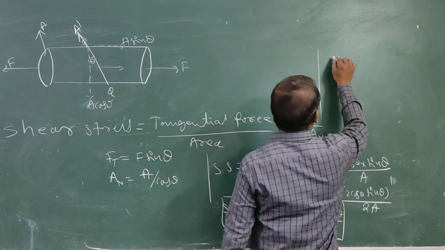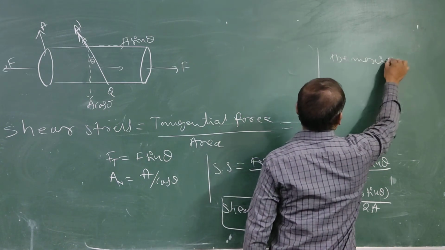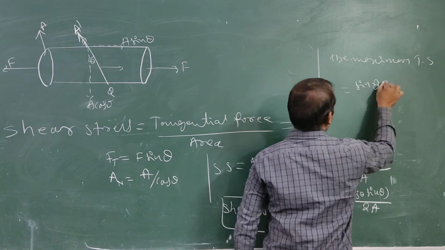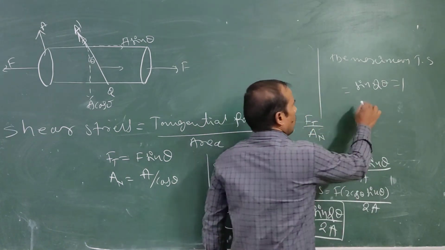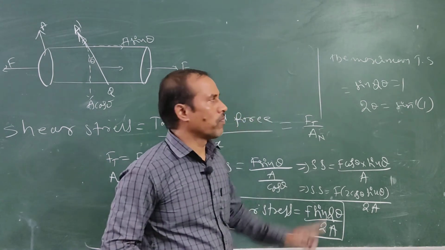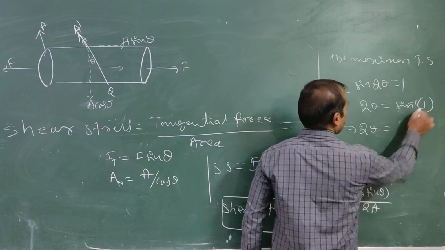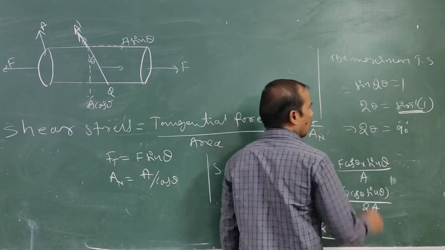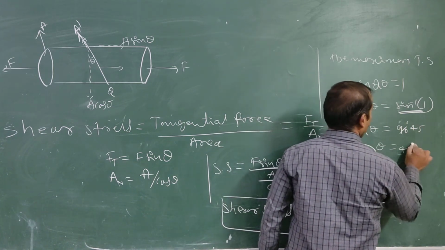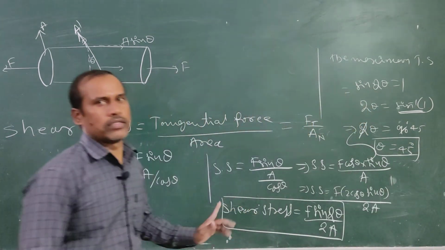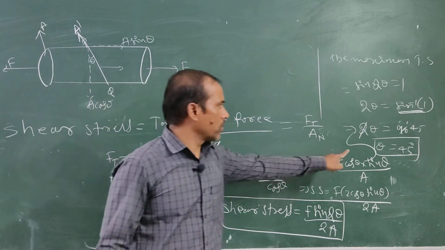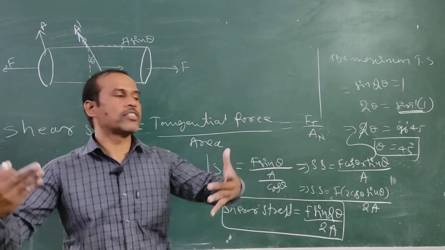Now the maximum tangential stress is when sin 2 theta is equal to 1. So 2 theta is equal to sin inverse of 1, that is 90 degrees. So theta is equal to 45 degrees. This is the maximum tangential stress, the maximum tangential or shearing stress at theta is equal to 45 degrees.